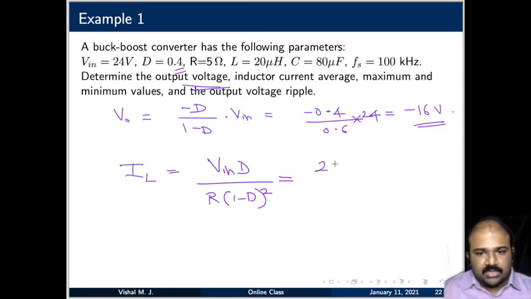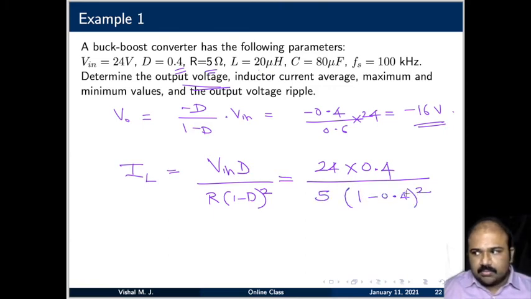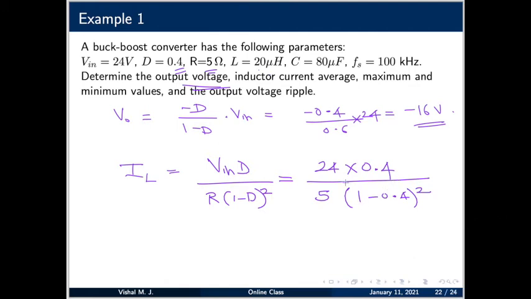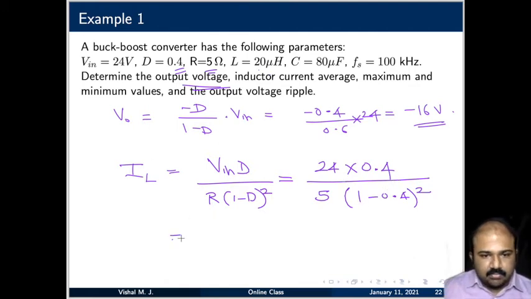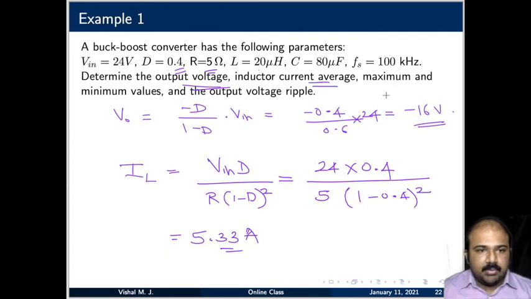So input voltage is 24, D is 0.4, resistance of the load is given, it is 5 ohms, (1 minus 0.4) square. So I am getting 5.33 ampere. Now the maximum and minimum values. So this is the average value.